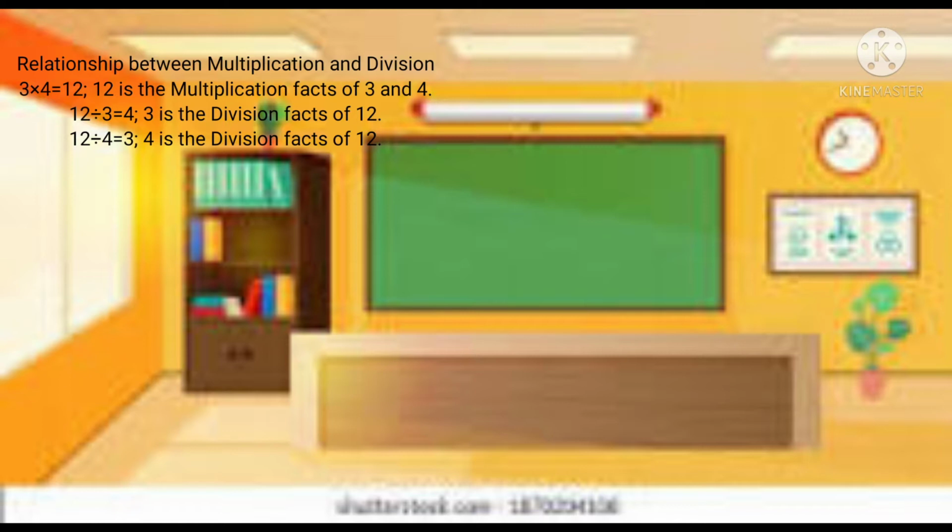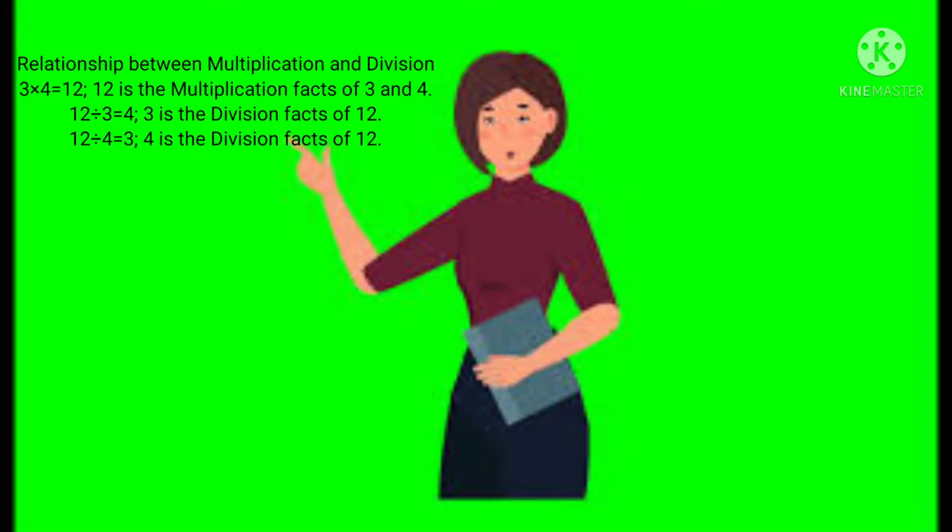Now suppose we divide this 12 by any one of these numbers, say 3, then we get the answer 4. So here what we are doing? We are dividing 12 by 3, isn't it? Now when we divide 12 by 3, that means 3 is the divisor, isn't it? So we can say 3 is the division fact of 12. That means 12 can be divisible by 3.